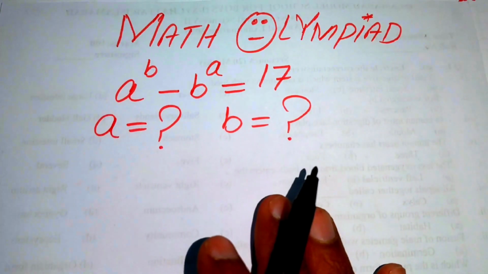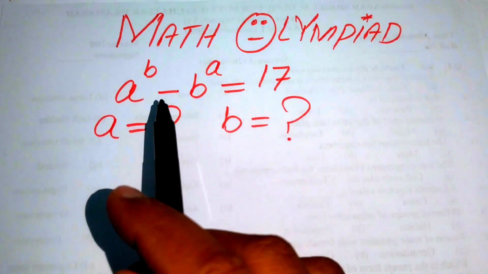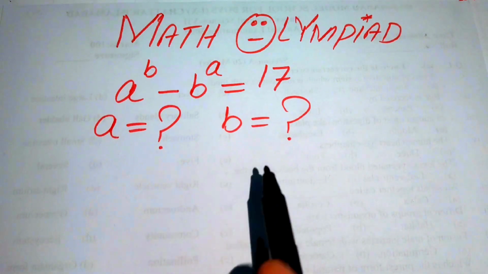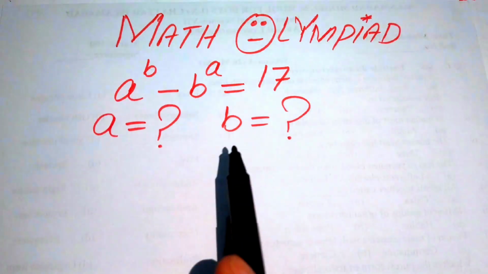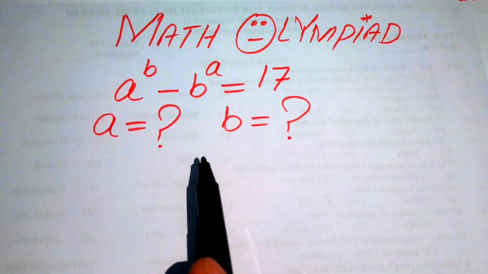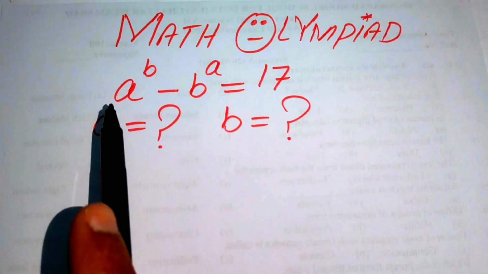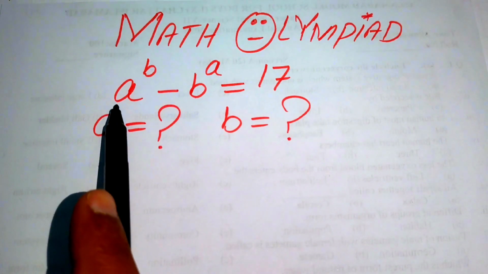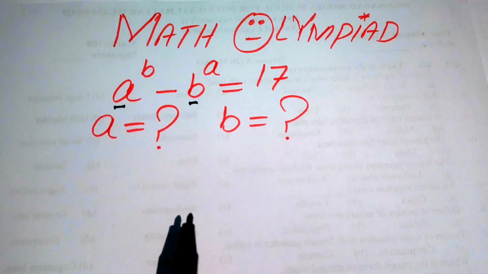In this video, we are going to solve this nice math Olympiad algebraic challenge. Here we have a to the power of b minus b to the power of a equals 17, and we find the value of a and b. So the very first thing we are going to do is multiply and divide the exponent of this term and this term by 2.